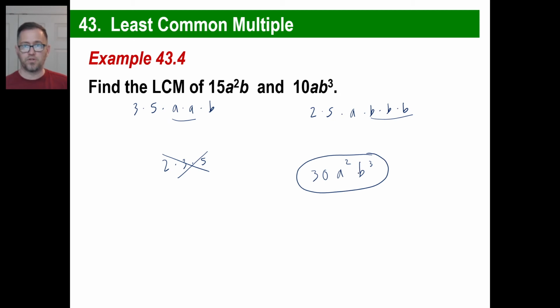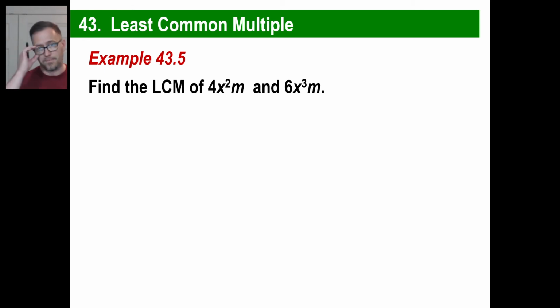That's the smallest term that 15A squared B will divide evenly into, and 10AB cubed will divide evenly into. And I'll show you a trick in just a second that makes this 10 times easier. Well, I'd say 9.72 times easier. Okay. Let's do it again. You try this one. Pause it and try the same thing. Break this up into chunks, then choose the chunks. Pause it and try it.